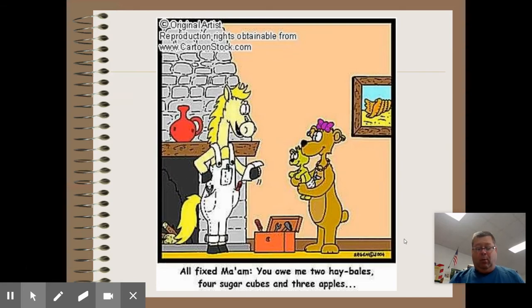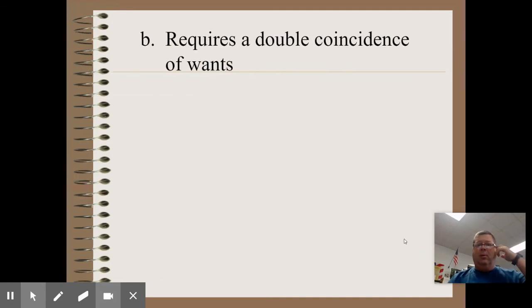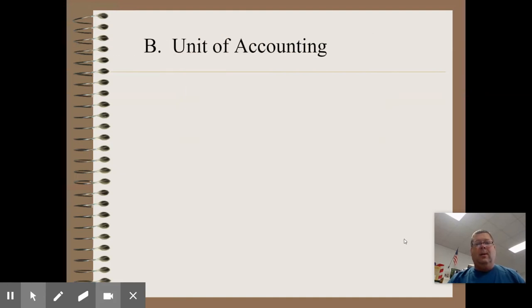And again, when you had to barter, it made things a lot more difficult to trade or do business because it took a double coincidence of wants. Each person had to want what the other person had to offer. You must have a service that the other person actually wants.